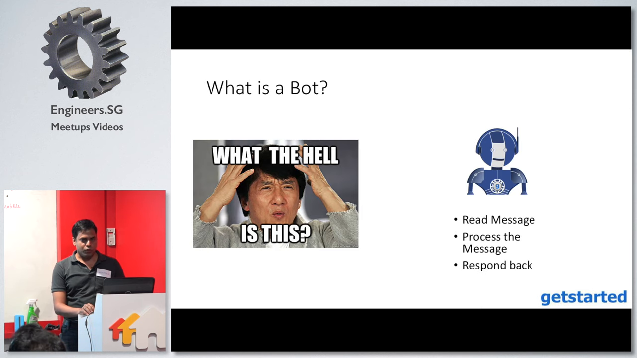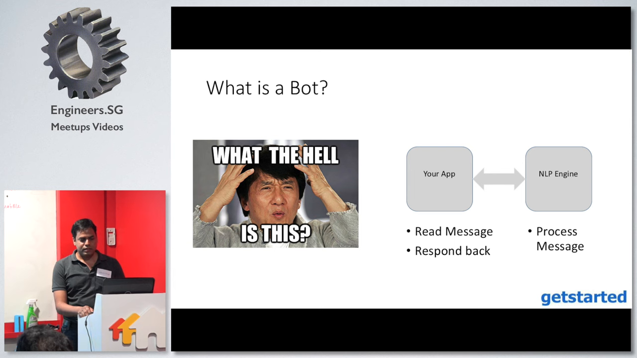So what is a bot? I'm sure you guys have gone through all this. In short, a bot is an intelligent application which can read your message, process it, and then respond back. So let's divide this into two parts. Your app should be focused on reading the message and then responding back. The most difficult part is the processing of the message, which we can push onto an NLP engine. There are quite a few NLP engines available, like API.ai, Wit.ai. There are some other applications as well, but we will only go through API.ai today.